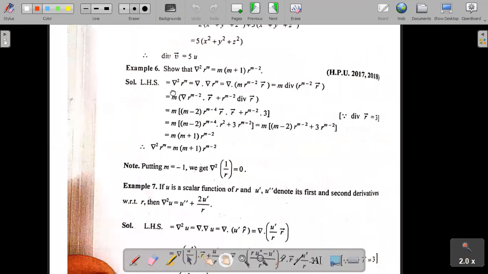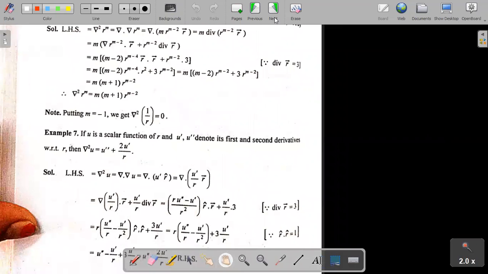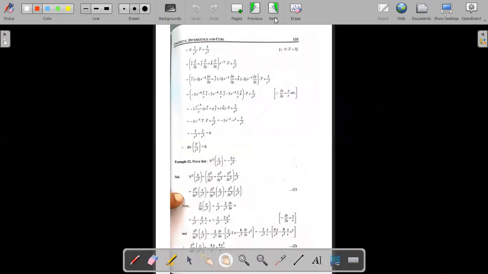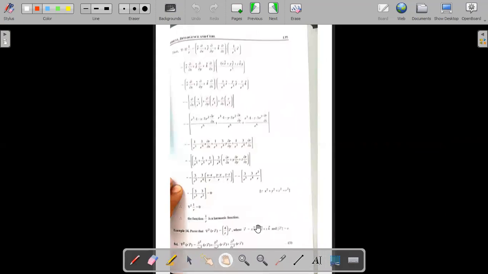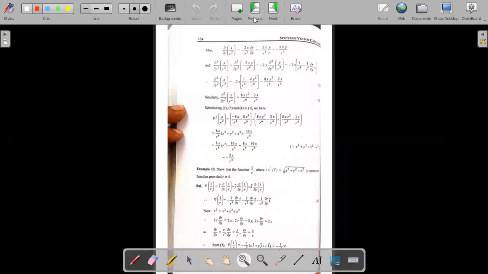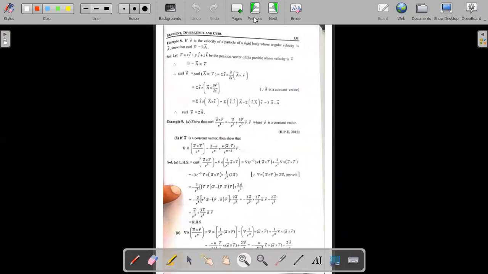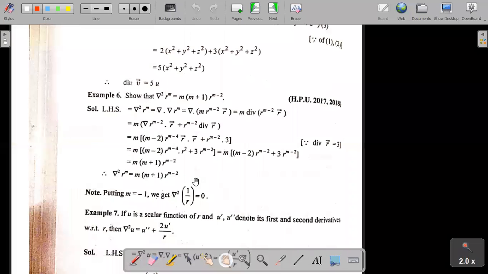Show that del square. So let us do example number 6. So I think example number 7 and 8, 9. So almost, if you see in all the examples, we'll do one more day. Tomorrow also we'll do these examples only. So let me just take this one. Example 7 you will do yourself and ask your doubt tomorrow. Let me take example number 6.